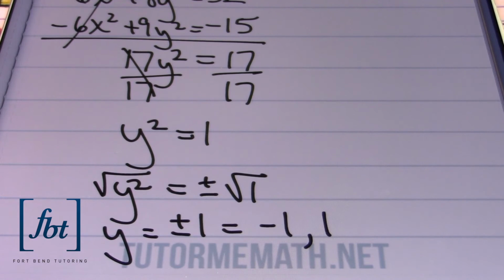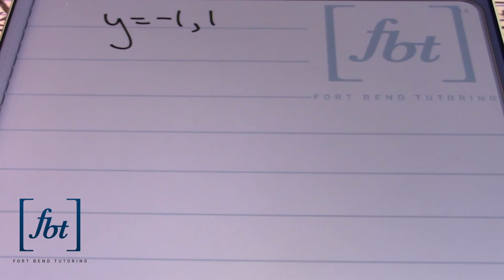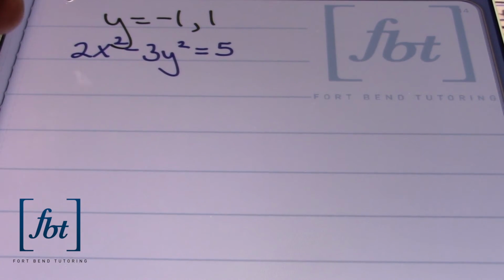So now we'll be plugging that into one of the original equations. Taking our potential values of y, negative 1 and 1, and plugging into one of our original equations, I'm going to choose the second equation, because it has smaller numbers and I'm lazy. So we'll plug in those values. Let's start with negative 1.